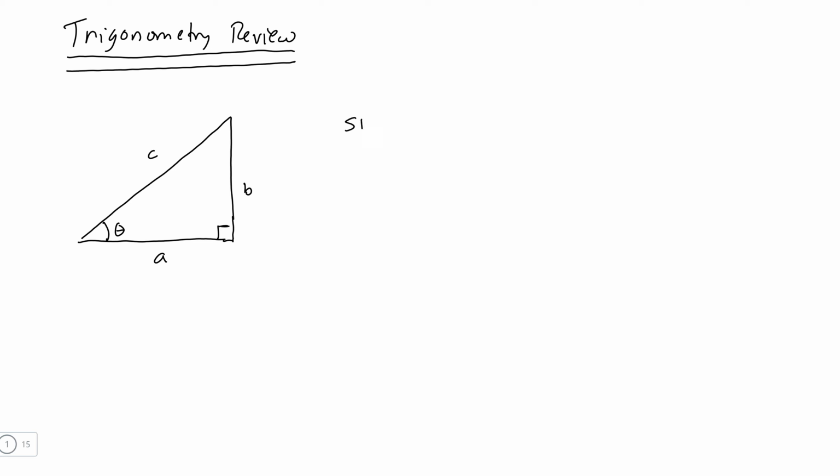So recall we define the sine of theta. This is going to be the opposite side over the hypotenuse. So the opposite side here is B, the hypotenuse is C. Cosine of theta is going to be the adjacent side over the hypotenuse. Adjacent side is A, hypotenuse is C.